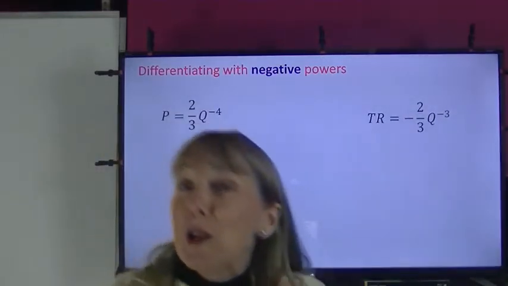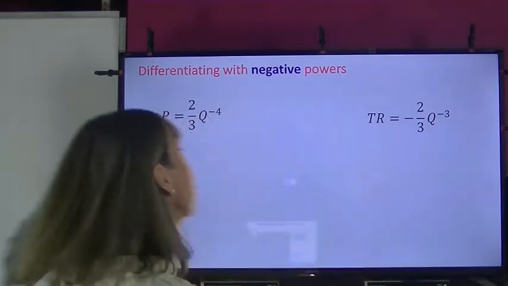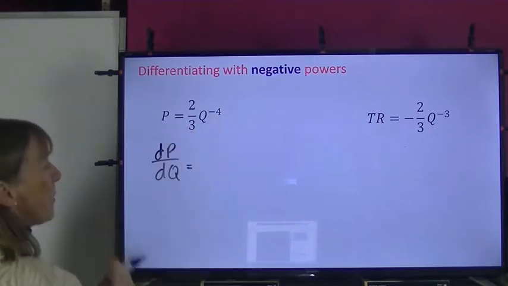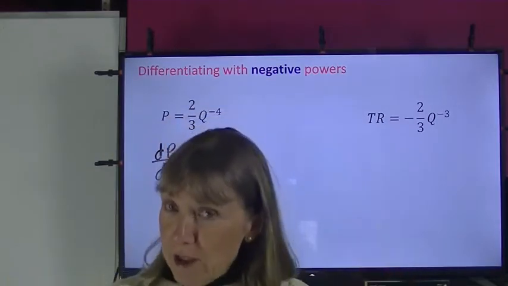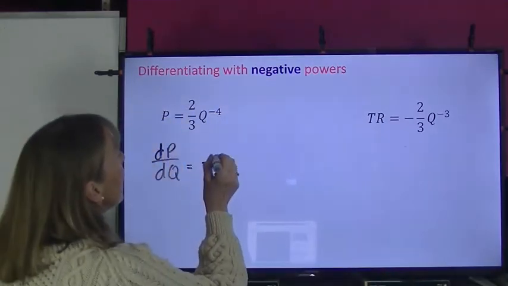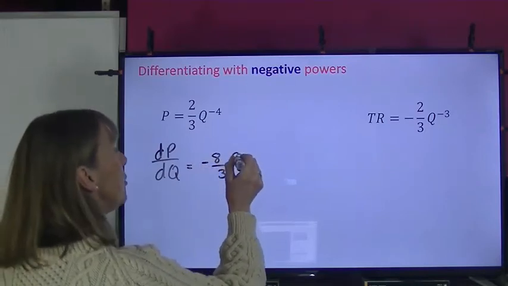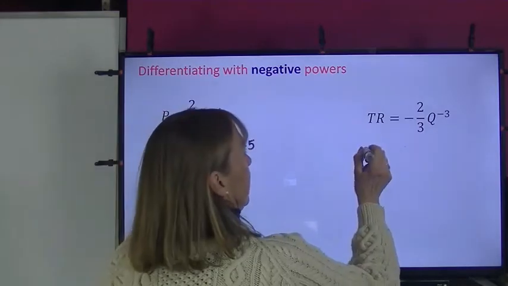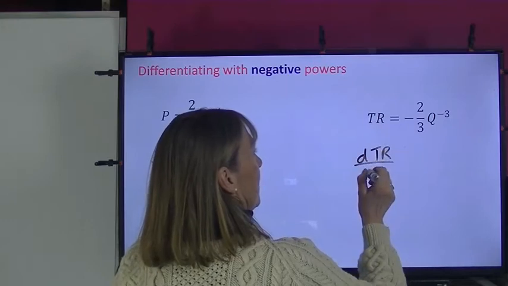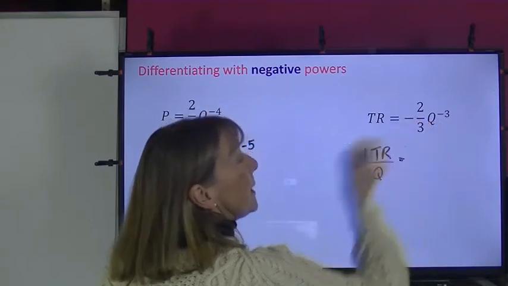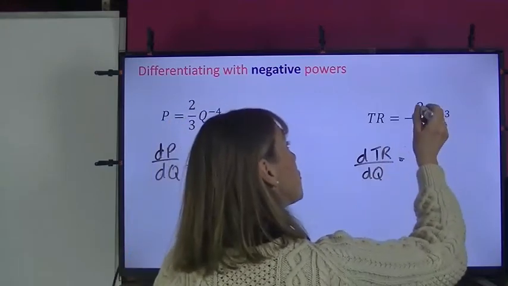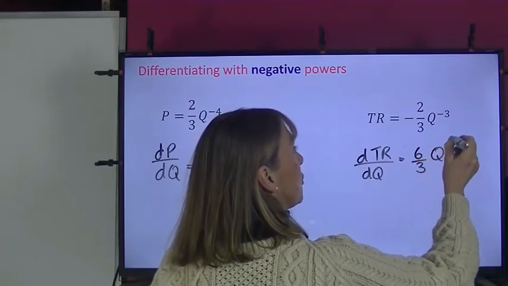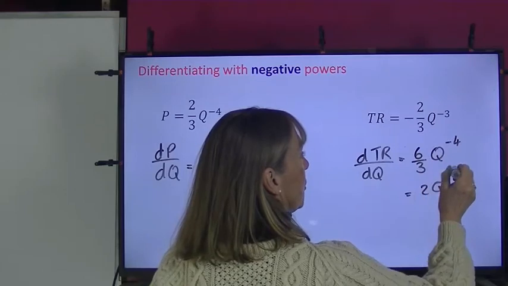So one more, but this time we've got a little bit of negatives and we've got some fractional coefficients, but that's all right. dp by dq equals, so I'm now going to multiply minus 4 by a fraction, so I'm only going to multiply the top of that fraction, so it's going to be minus 8 over 3 q cubed, subtract another one from that, minus 5. So I've got total revenue here. I'm going to multiply negative by negative, it's going to become positive, and I'm going to multiply the top of that fraction by 3, so that's going to be 6 over 3 q to the minus 4, which is going to be 2q to the minus 4.